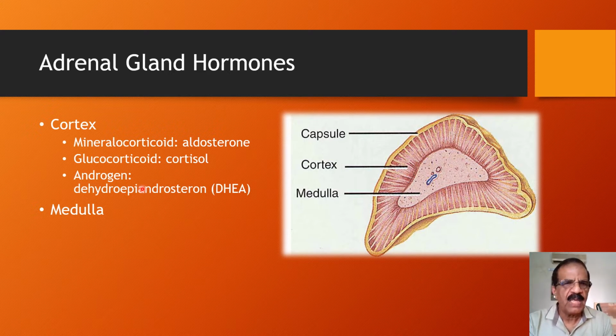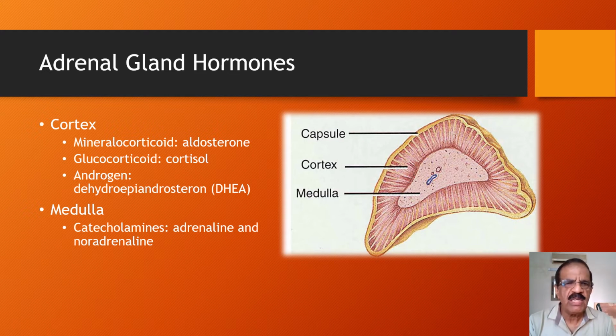Then we have androgens, and the main androgen coming from the adrenal cortex is dehydroepiandrosterone. This is important particularly for women because in women this is the only source of androgen. You may be surprised, but women also need androgen for the normal functioning of their sex functions. It is important for libido, and also to maintain pubic and axillary hair. Then we have the medulla, and the medulla produces two hormones, adrenaline and noradrenaline. These are vasoconstrictor hormones released under stress situations, and they prepare us for a fight or flight situation.